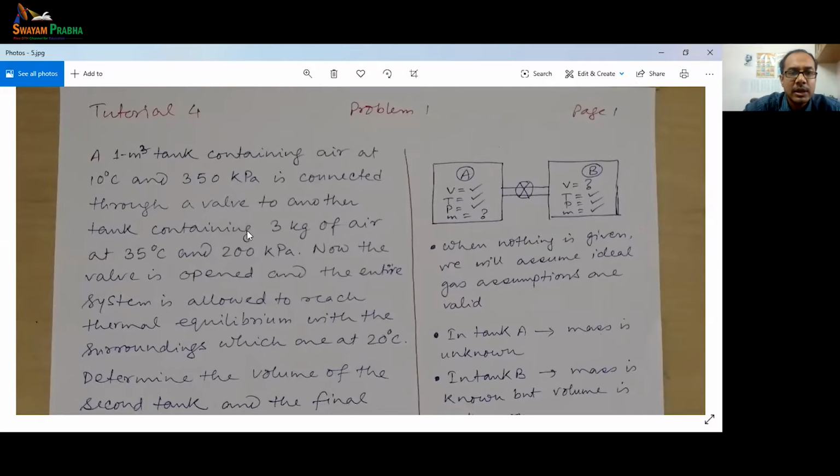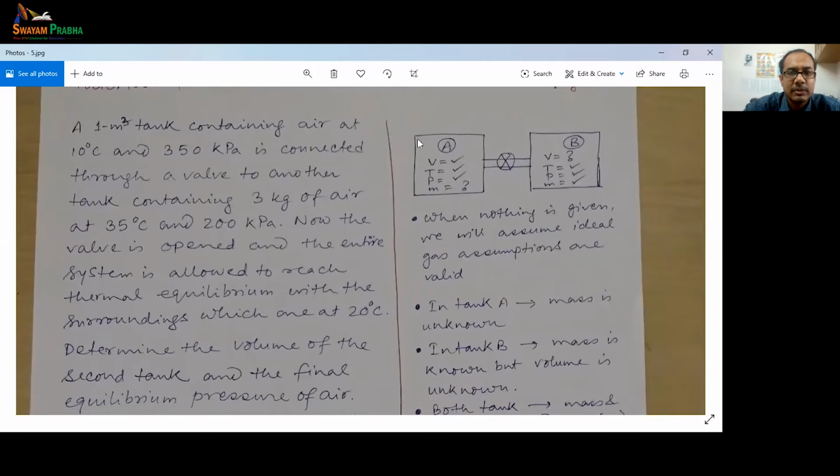A 1 meter cube tank containing air at 10 degrees centigrade and 350 kPa is connected through a valve to another tank. On the right hand side of the screen, you can see that there are 2 tanks. The first one is connected to the second one, and there is a valve which is keeping them from mixing. That tank is connected through a valve to another tank containing 3 kg of air at 35 degrees centigrade and 200 kPa.